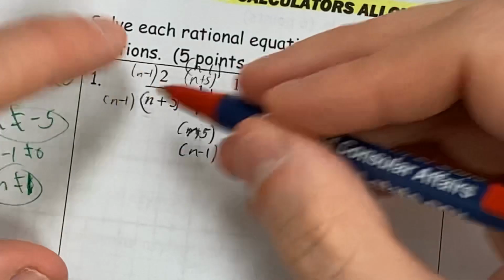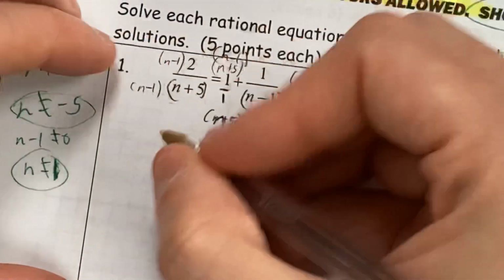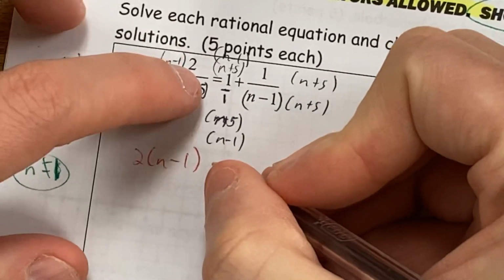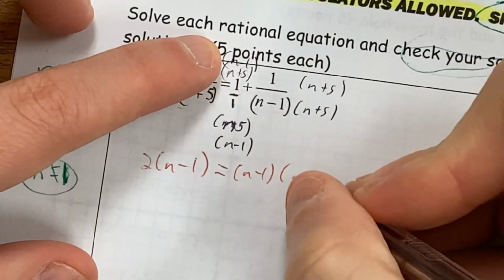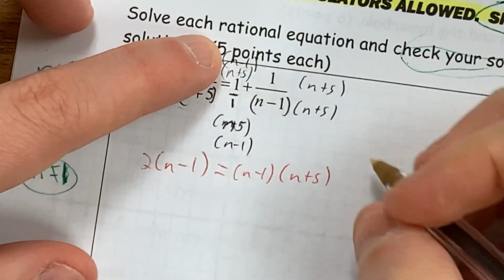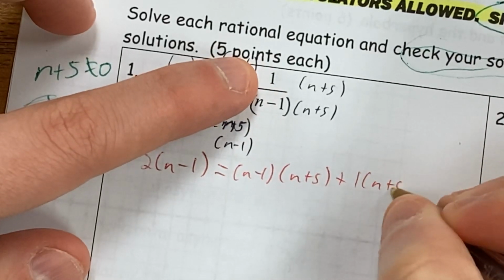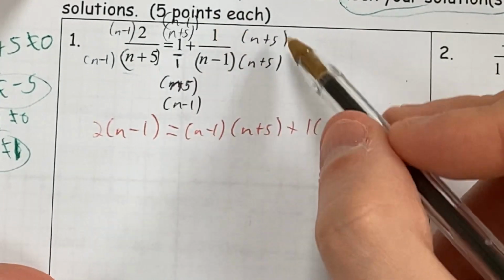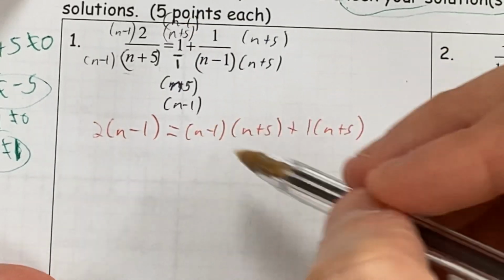And up top, I'm just going to rewrite this. I'm going to put the 2 in front of the parentheses because I know I'm going to have to distribute later. Equal sign, n minus 1, n plus 5, plus sign, 1 times n plus 5. So that's just the tops right here. We'll distribute the 1 in a second. Everything just gets brought down right here.